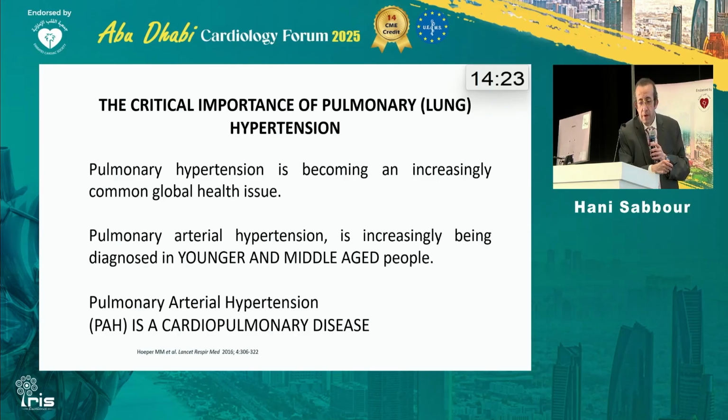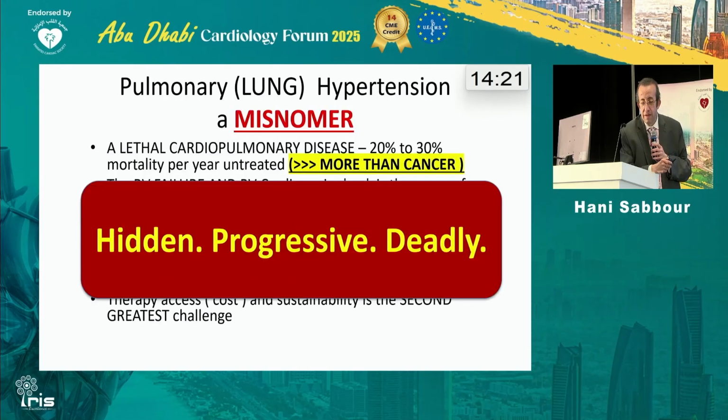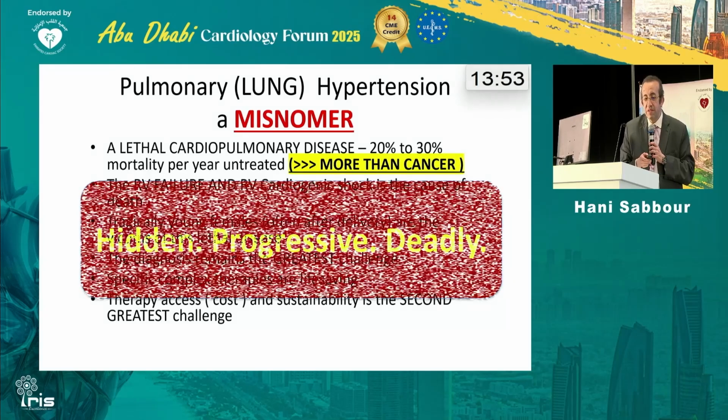So you've already seen this. One of the things I wanted to highlight is that this is a lethal disease. I want to make sure that everybody understands that without treatment, this is 30% mortality within 1 year. There is now no cancer in 2025 that can claim this horrible outcome, okay? It is hidden, it's progressive, it's deadly, and it's a misnomer. When you say pulmonary hypertension, people assume that you can treat it with sildenafil or amlodipine. These are the big mistakes.